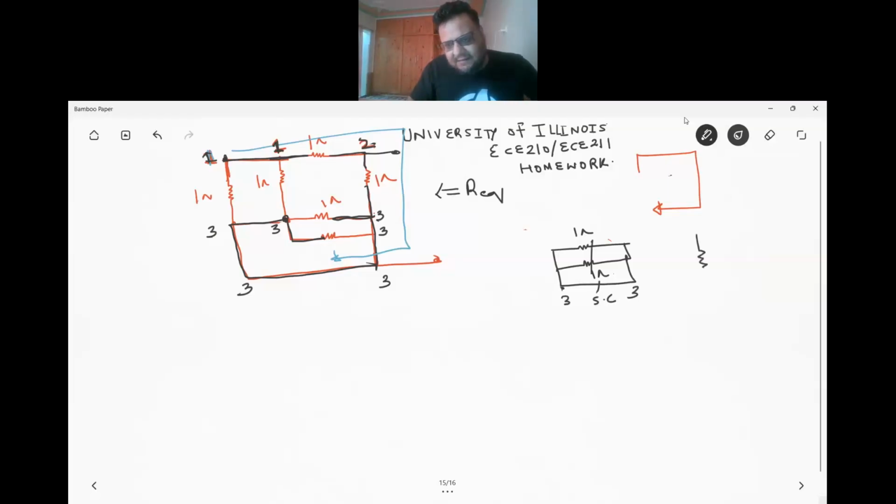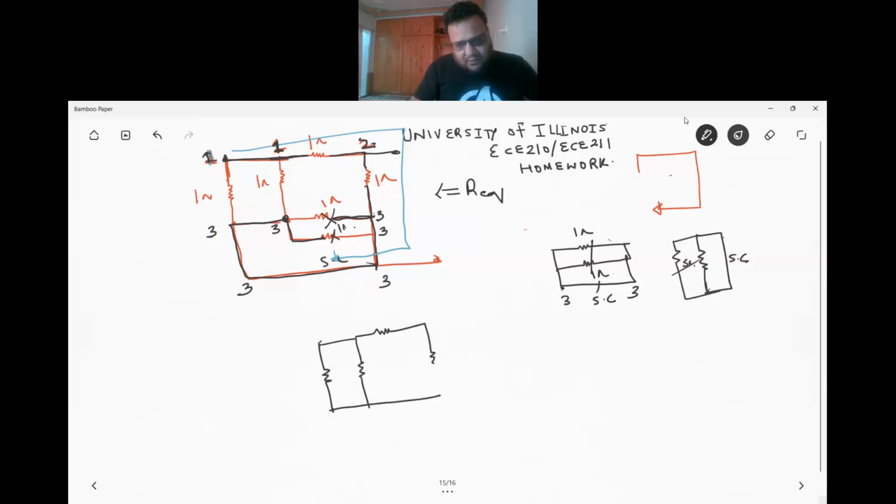So this short circuit kills the resistance. If a resistance is across a short circuit wire, however many resistances there are, 3 ohms, however many parallel resistances, the short circuit will kill them. So first, these two 1 ohm resistances get killed. Now my new circuit is like this. This gets replaced by a short circuit, and I'm left with 1 ohm, 1 ohm, 1 ohm. This is my new circuit here.